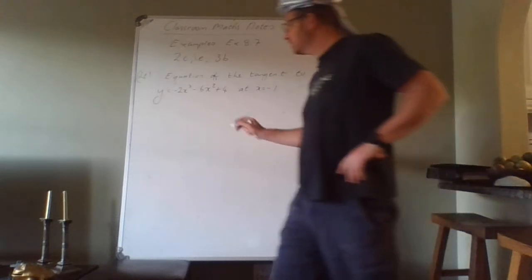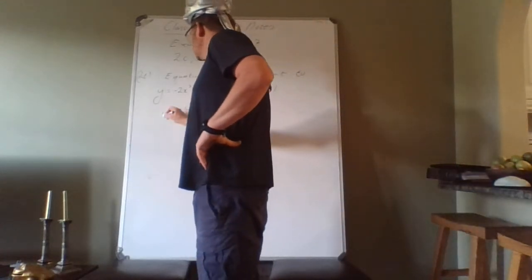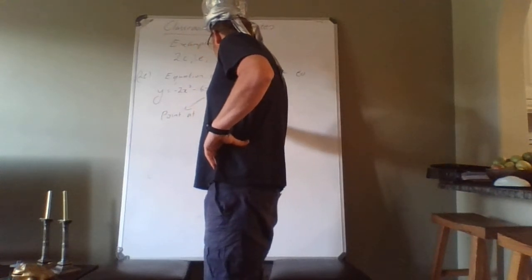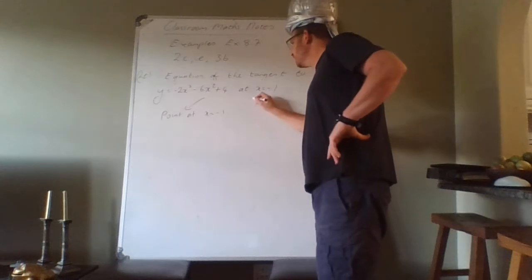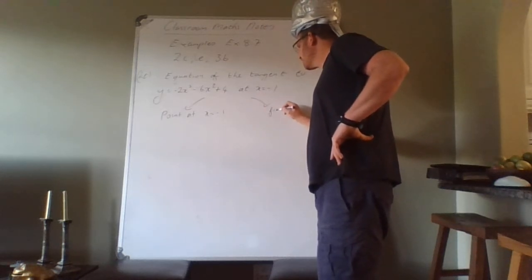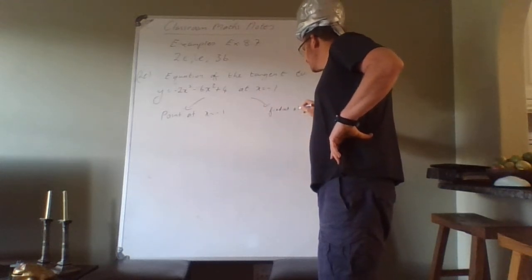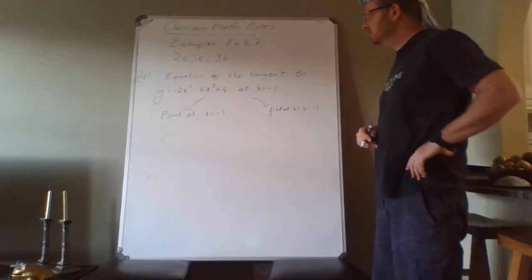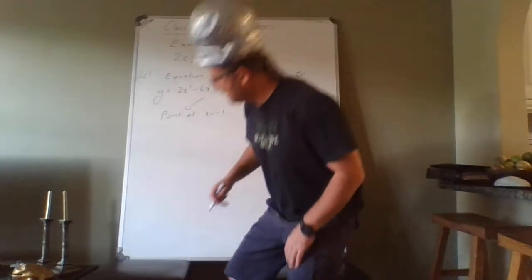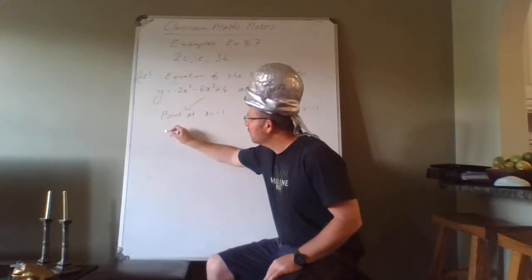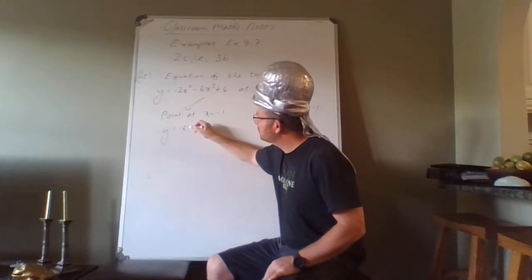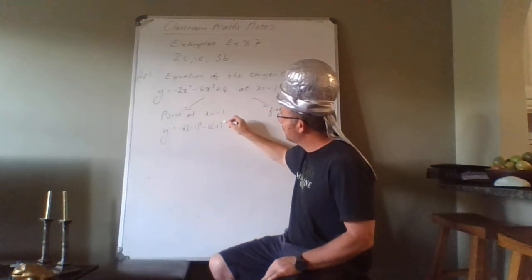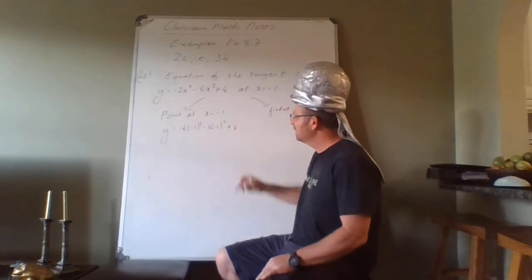Remember, what are the two things? You want to find the point of contact at x is equal to negative 1, and you want to find your gradient at x is equal to negative 1. So to find the point at x is equal to negative 1, your y value is going to be negative 2 times negative 1 cubed minus 6 times negative 1 squared plus 4.